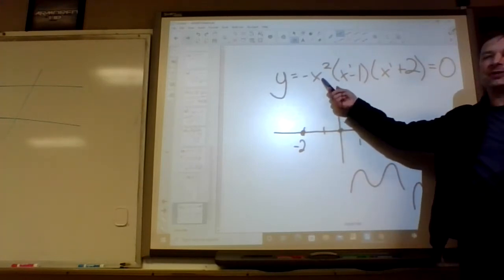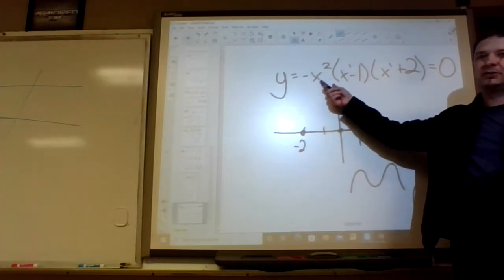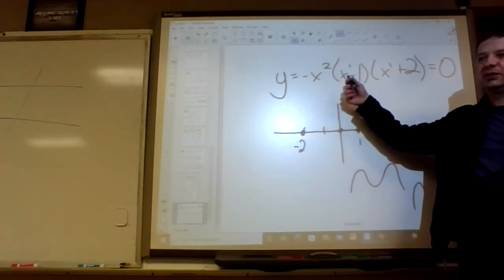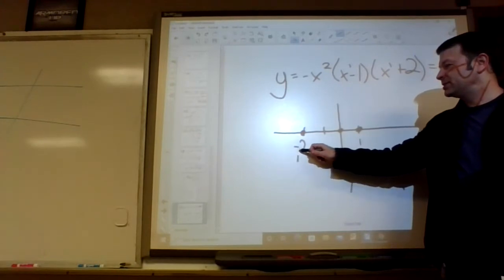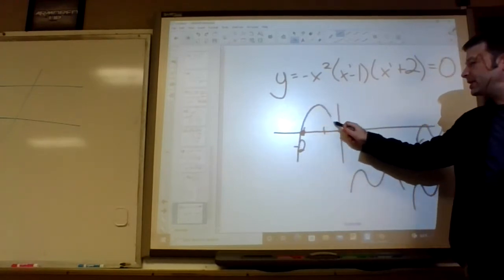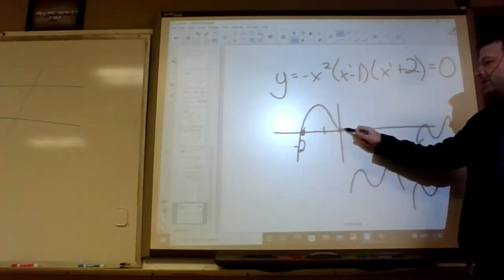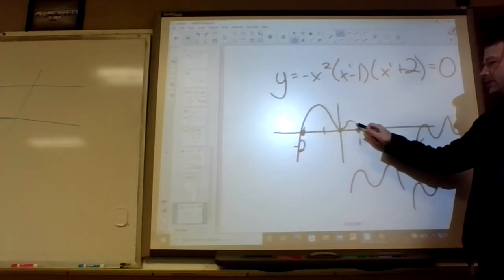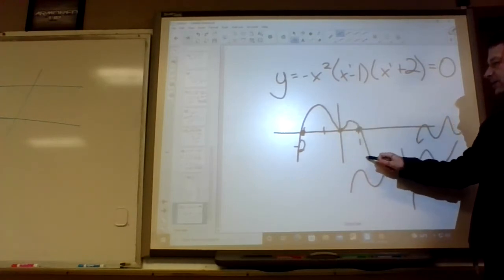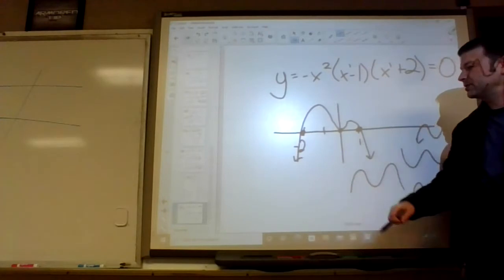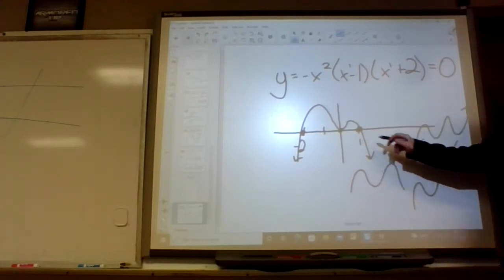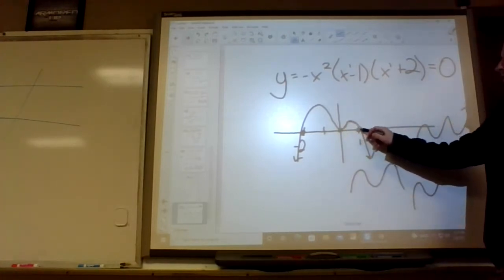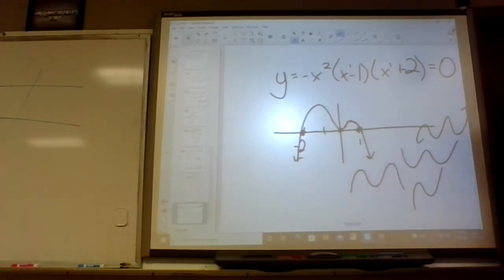You guys remember what happens at double roots? It bounces. It kisses. It doesn't go through. So it goes up to it and doesn't go through, it just kind of touches and then keeps going. Anyway, it should look something like that. So, weird looking end.